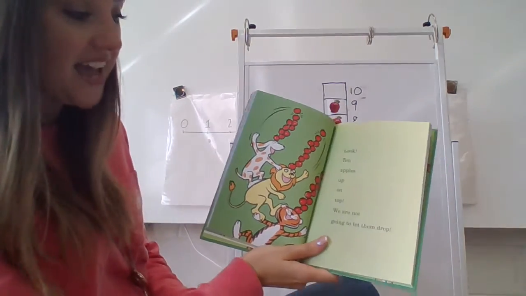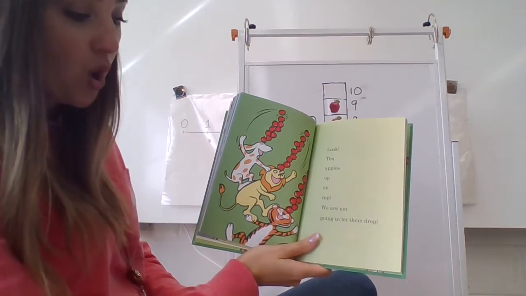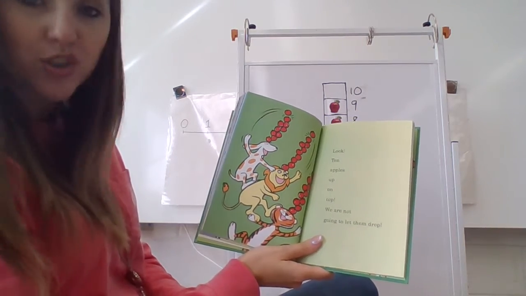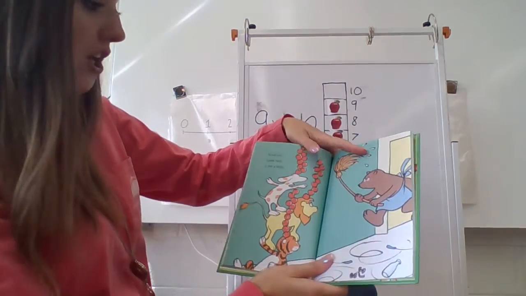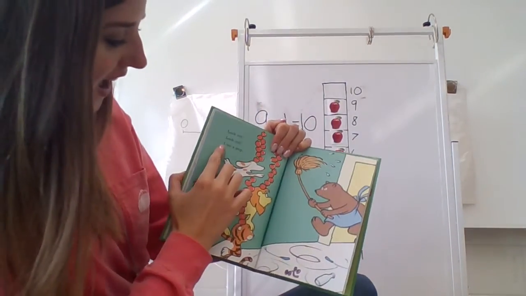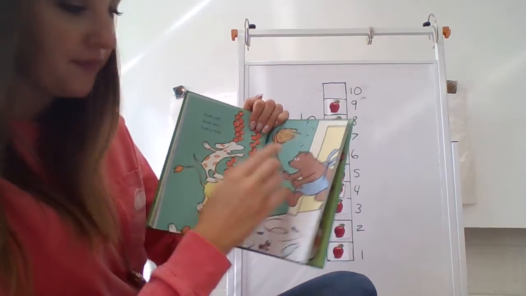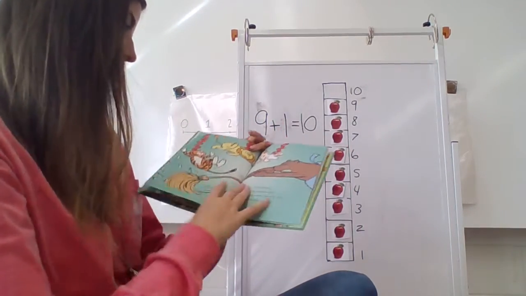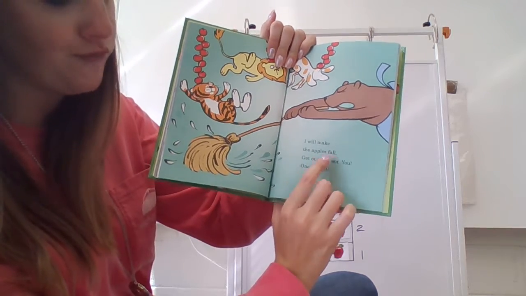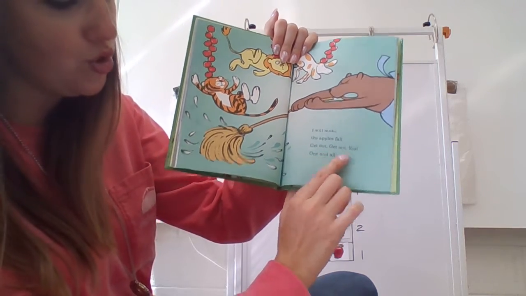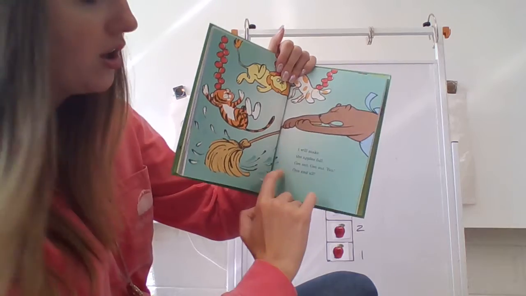Look, 10 apples up on top. We are not going to let them drop. Look out! Look out! I see a mop. I will make the apples fall. Get out, you one and all.